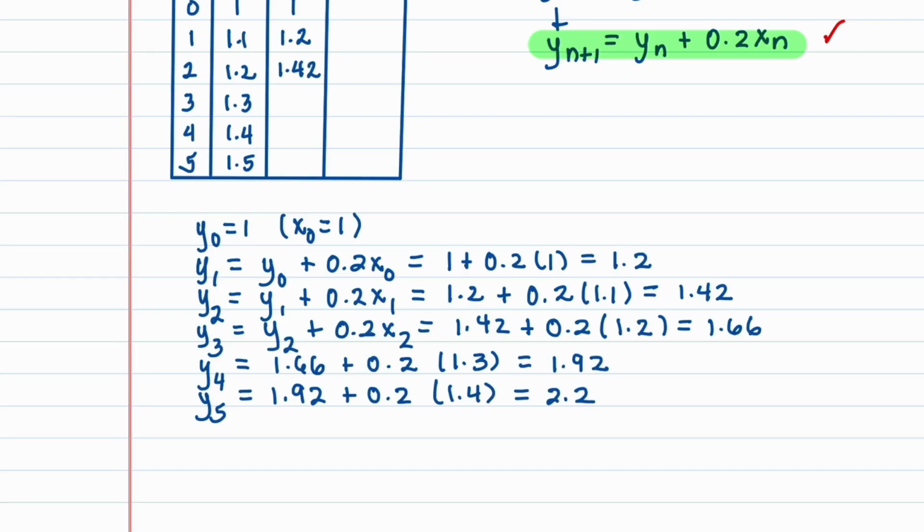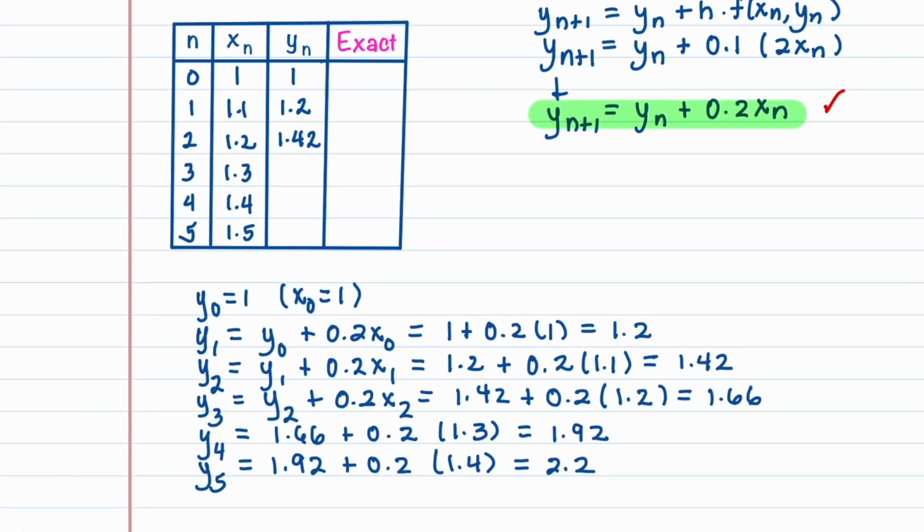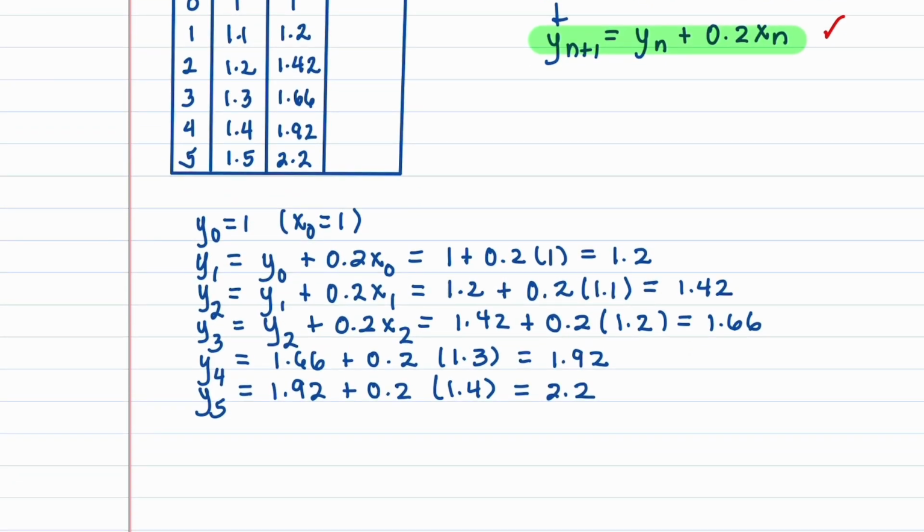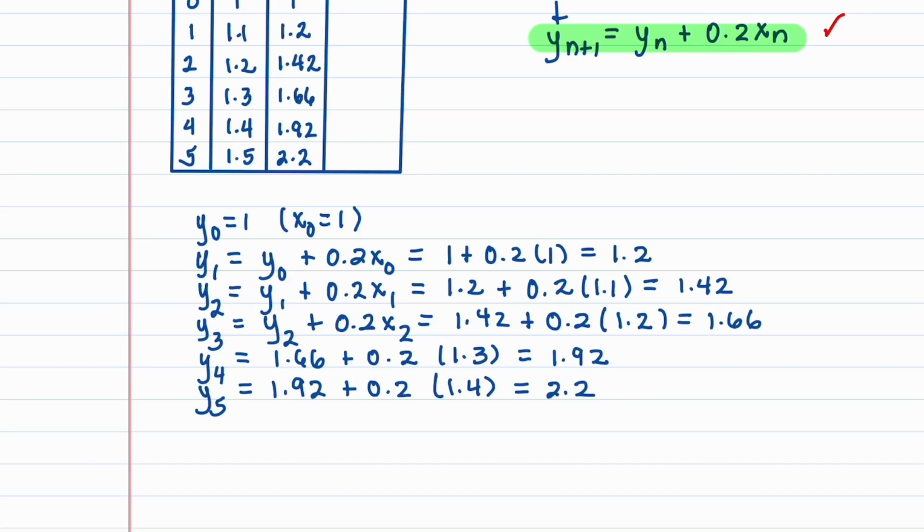Let's now put these values back up into our chart. We have 1.66, 1.92, and 2.2. We can now write down what our approximate solution is. We can say y at 1.5 is approximately 2.2.